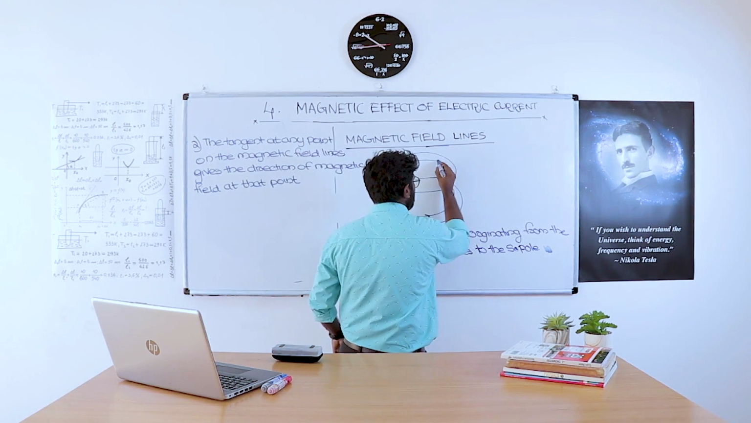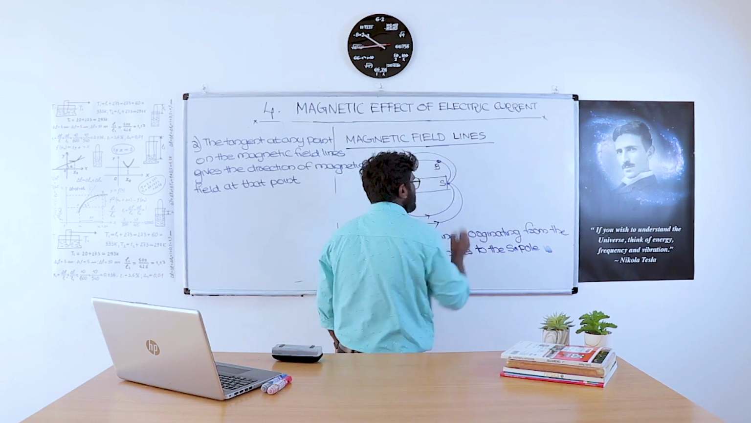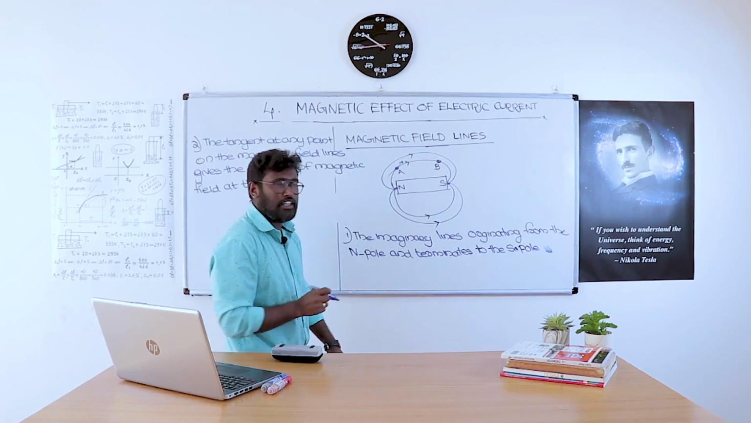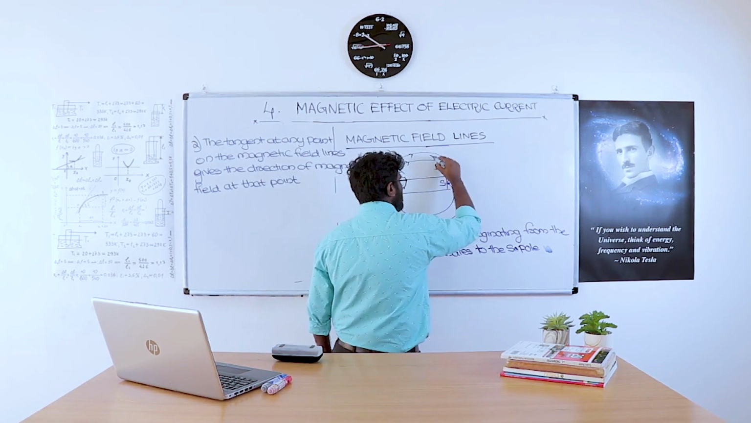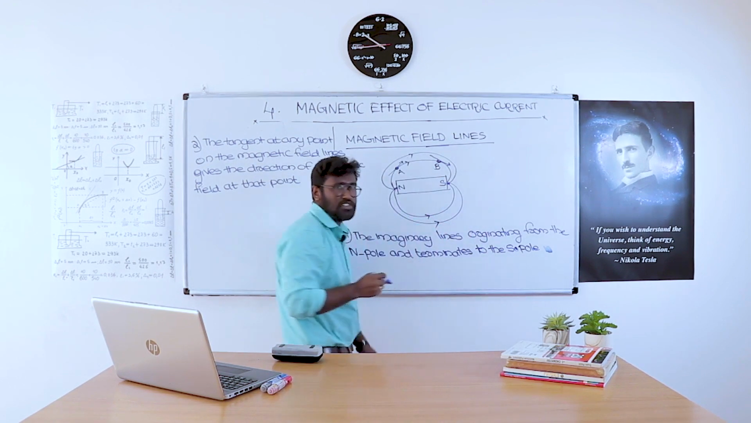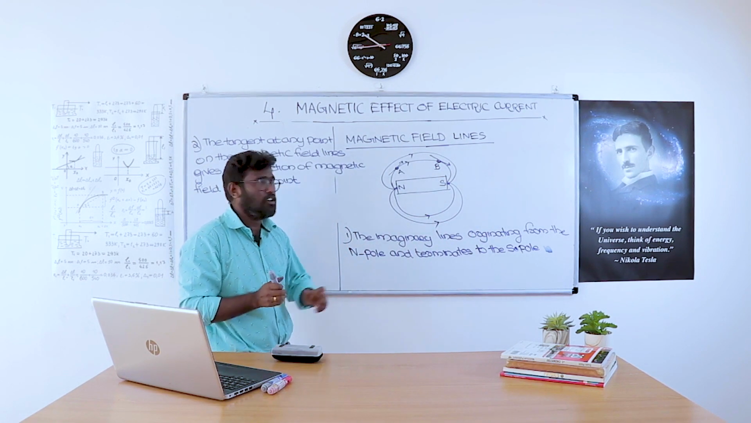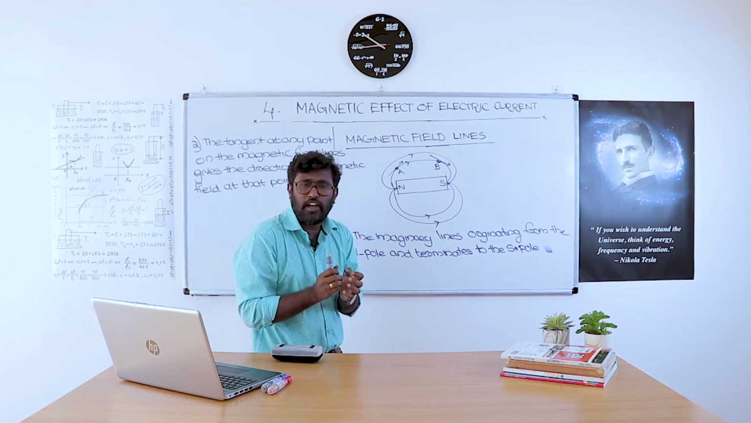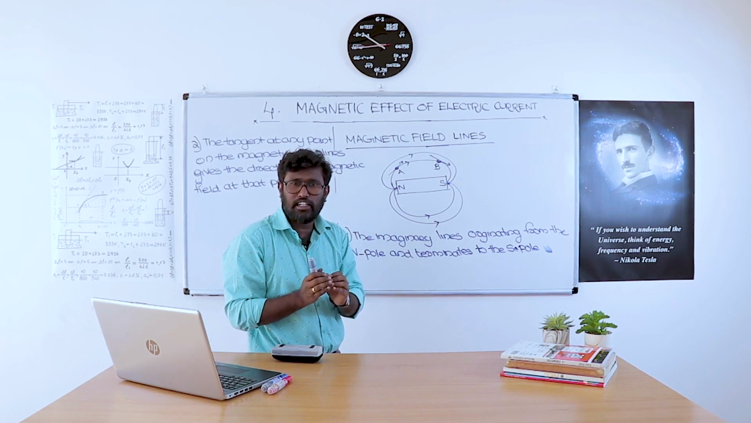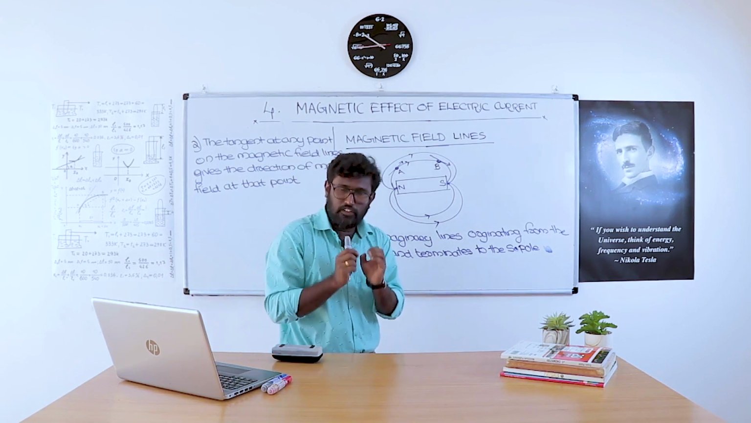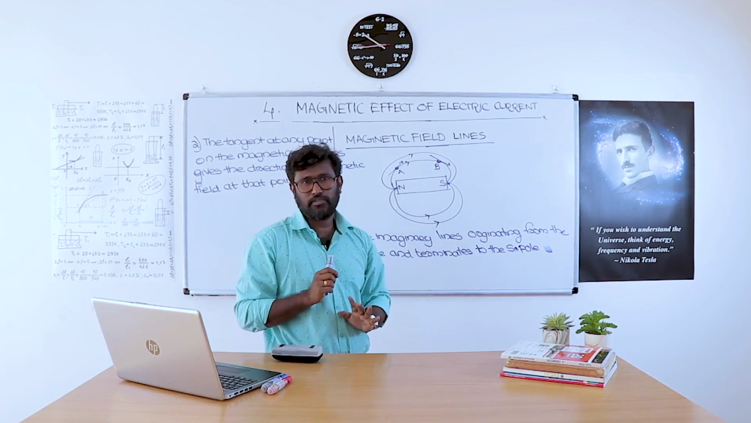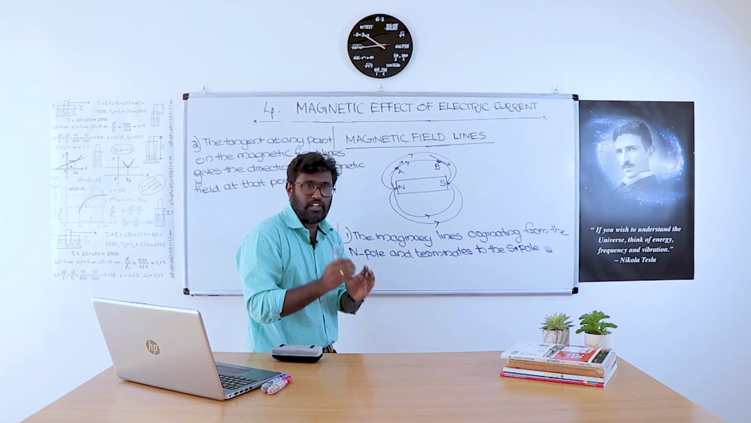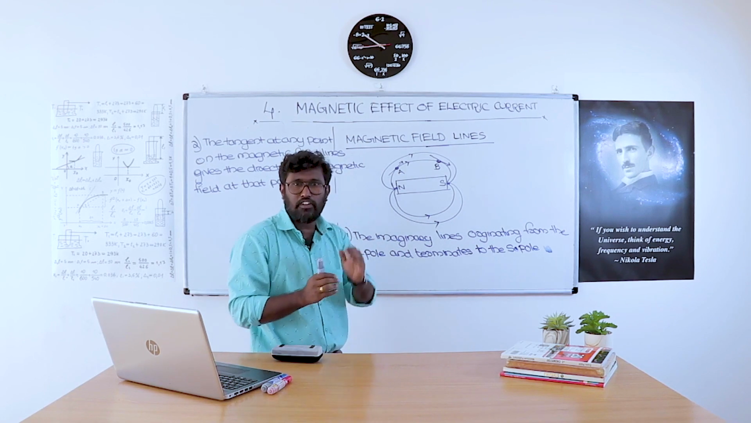Here I mark another point B. I want to know the direction of magnetic field at the point B. I draw a tangent at B, and this tangent will give the direction of magnetic field at B. So if we want to find out the direction of magnetic field at a point, then we draw a tangent at that point. That tangent will give the direction of magnetic field at that point.